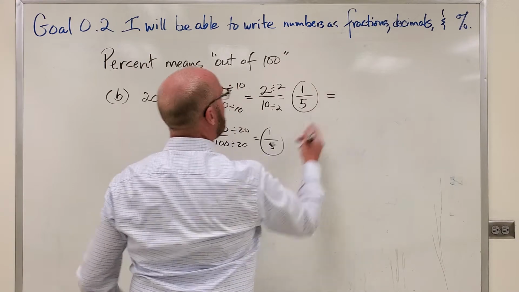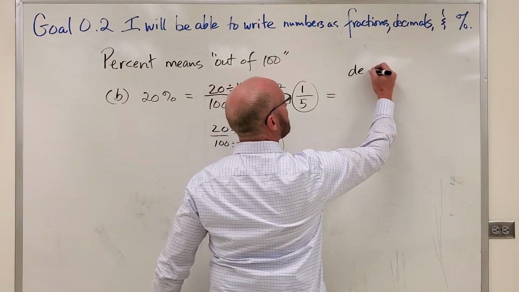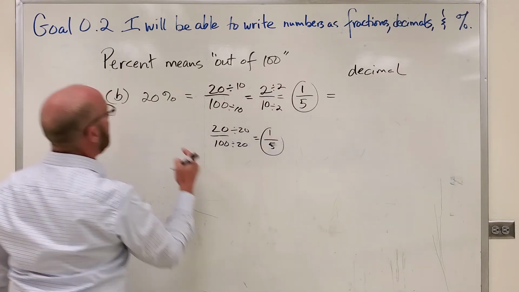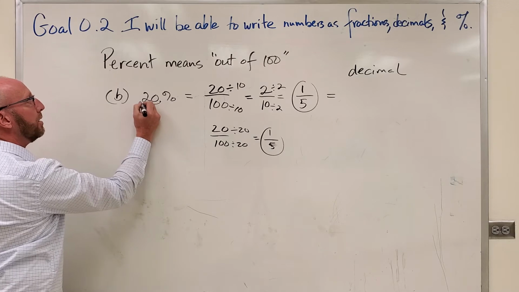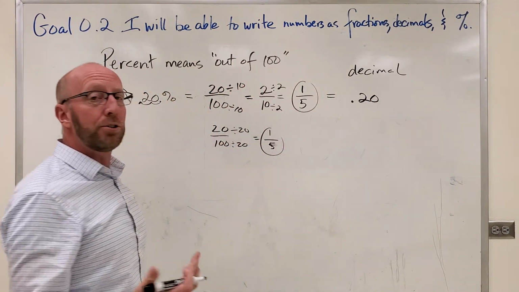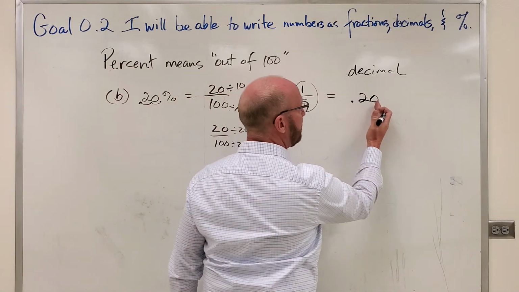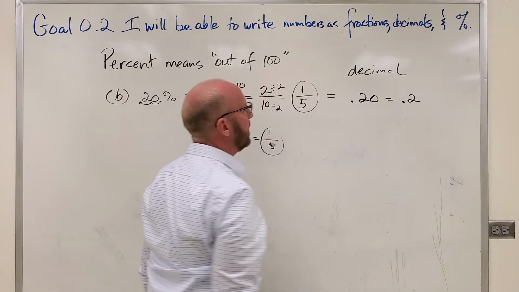Well, how do I write 20% as a decimal? Here's the decimal point right now. I move it 2 to the left. 20% is 0.20. You don't need the 0. That's just a place filler, 20 hundredths. Or you could say 2/10.